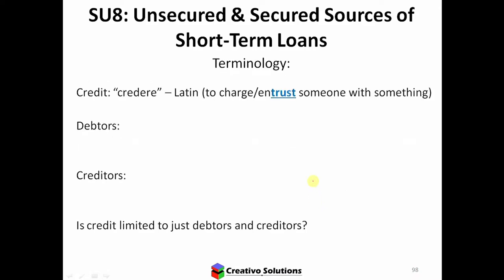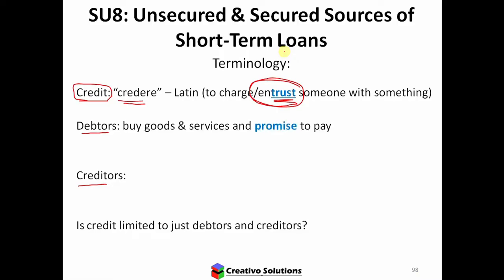When we're looking at unsecured and secured loans, the word credit comes from a Latin term that's used to describe trust. If you're looking at debtors and creditors, secured and unsecured loans are based on trust. A debtor is when you buy goods and sell those goods to your customer. Those customers are called your debtors.